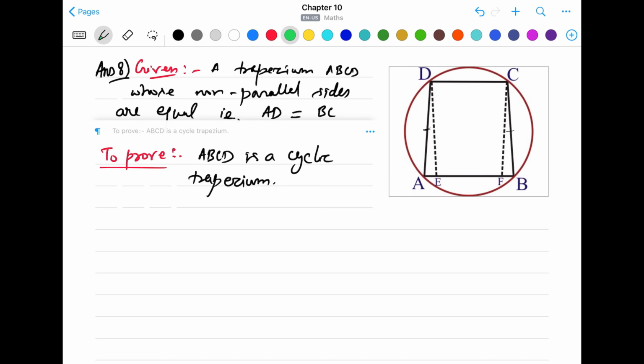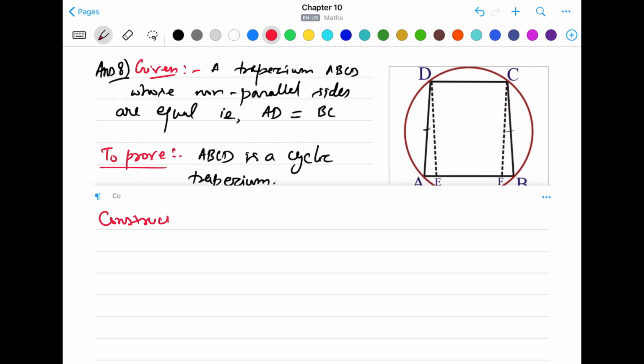Okay, let's start this proof. First we are going to do some construction. Construction here is we will draw two perpendiculars, DE and CF. Draw DE, which is perpendicular to AB, and CF, which is also perpendicular to AB. Okay, now let's start this proof.